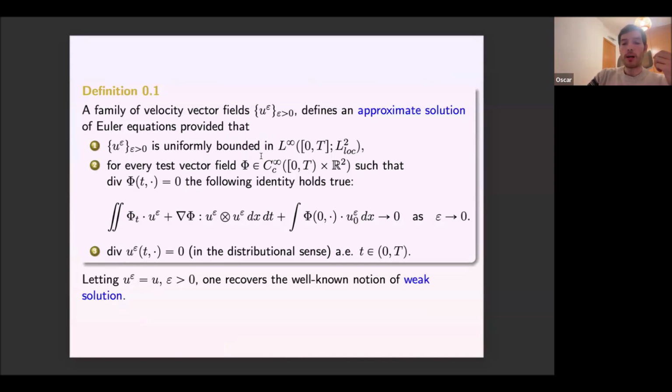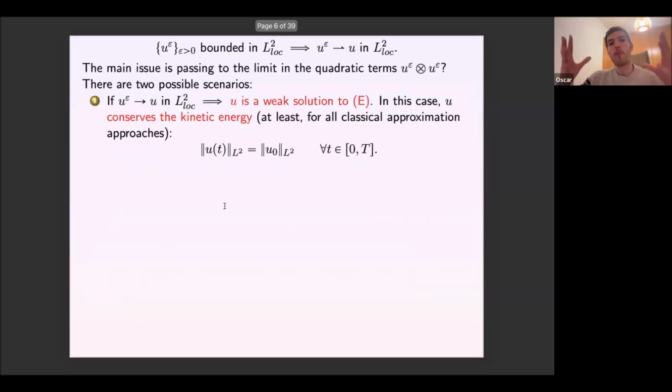As we said, note that this notion of approximate solutions generalizes the classical notion of weak solution. If u is a weak solution, letting u^epsilon be equal to u for every epsilon, then one constructs a trivial example of approximate solutions. In this case, these quantities are equal to 0 for every epsilon. But this concept is more general.